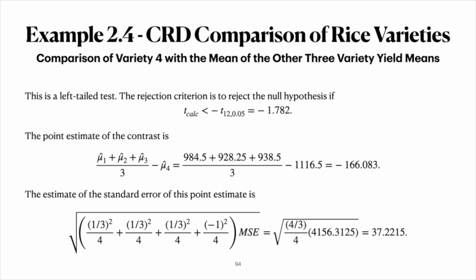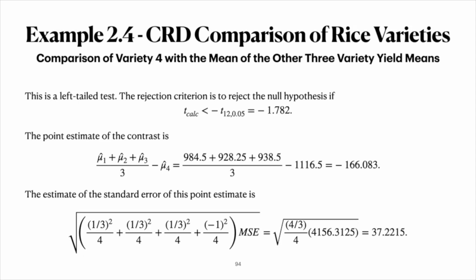Now, in order to calculate the t-statistic, we will subtract negative 30 from that, but what we're going to need is the estimated standard error of this point estimator, the point estimator being negative 166.083. And we need the estimated standard error of that quantity.